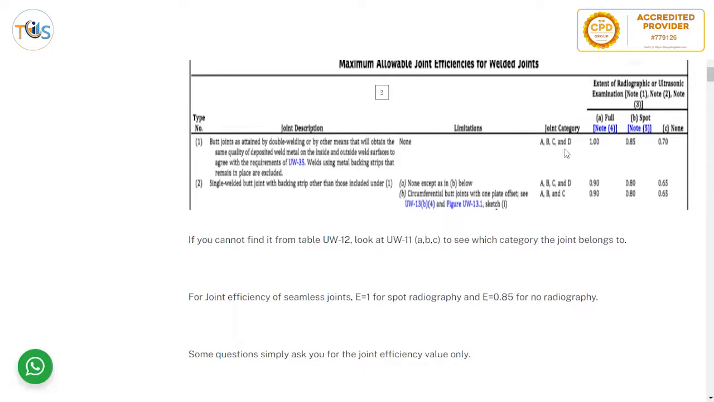If you cannot find the joint efficiency from the table, then you have to go to UW11, which is highly unlikely that such a question comes. But if you can't find it, you can't understand any of these categories of joint description, then you have to go to UW11, A, B, and C to find which category the joint belongs to.